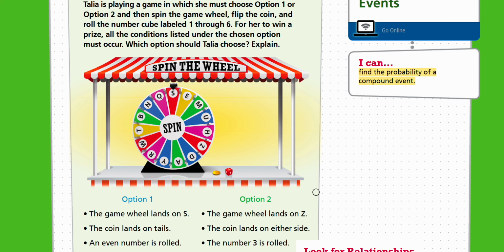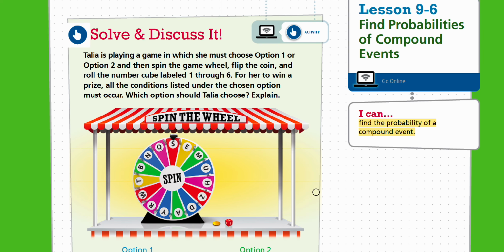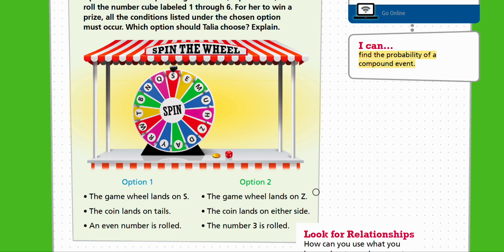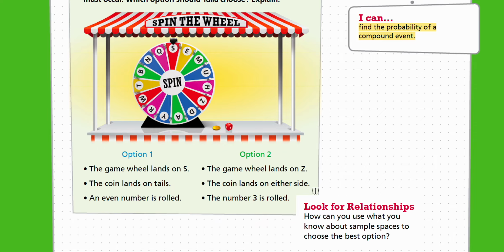So how do we know which one's better for her? That's when we use probabilities, right? So we have a compound event like this where there are different things happening at the same time with different number of outcomes, but then it must occur together at the same time, right? So how can you use what you know about sample spaces to choose the best option?